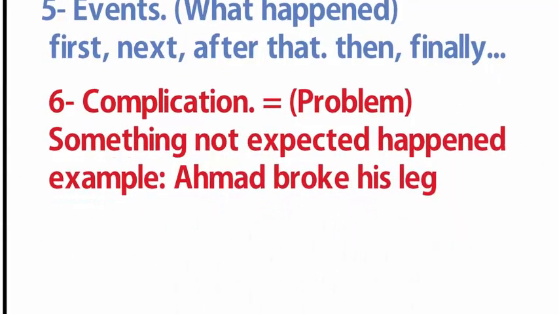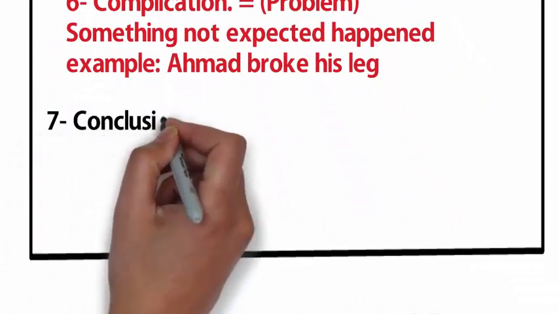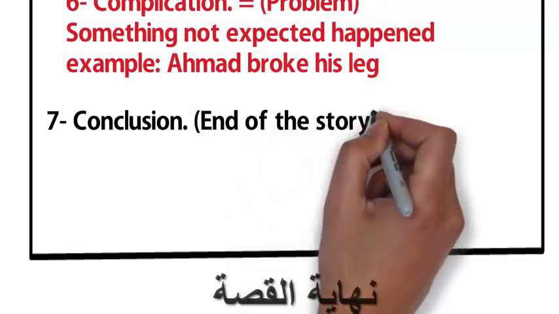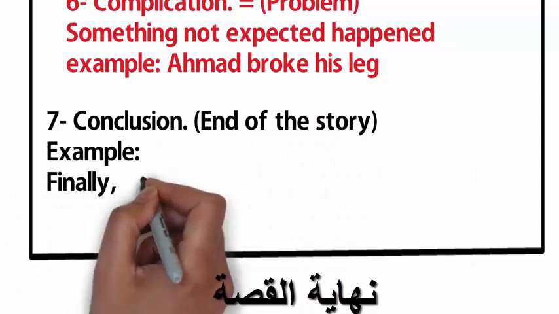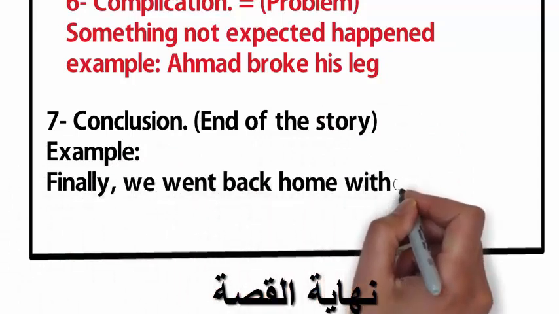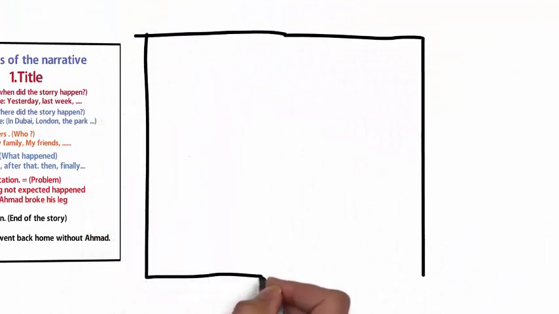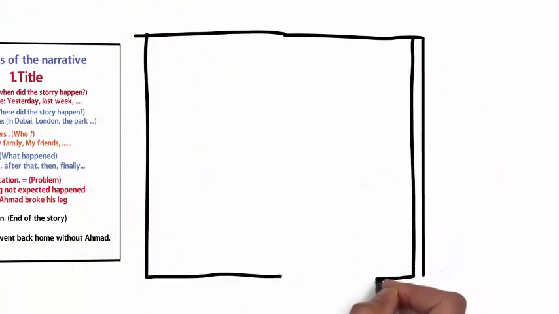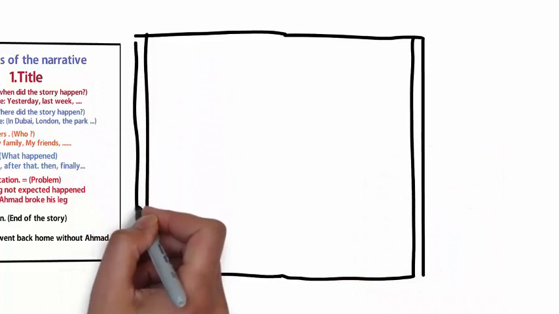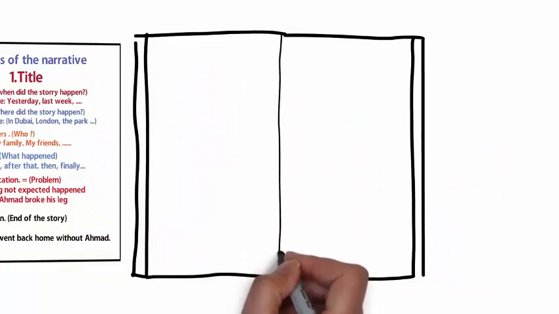For example, Ahmed broke his leg. Oh, that is not a good thing. And then finally we have the conclusion or the end of the story. For example, finally we went back home without Ahmed, unfortunately, because he stayed in the hospital. Now, how do we write the story?